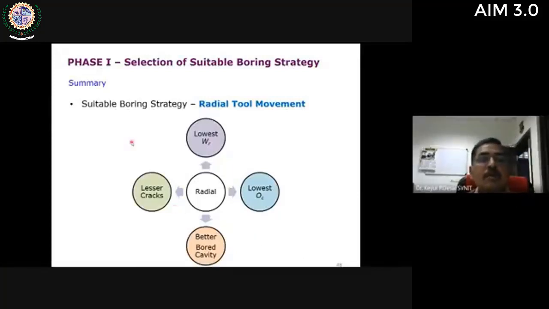So in summary, for a suitable boring strategy, we came to know that radial tool movement gives the lowest overcut, lowest wear ratio, very less crack, and a better bored cavity. Better bored cavity means overcut is less, surface finish is better.